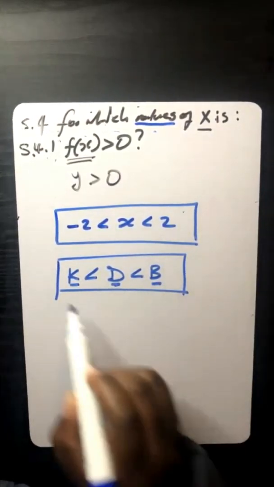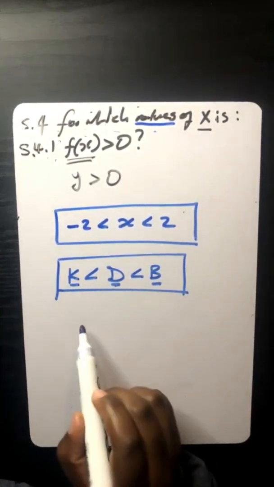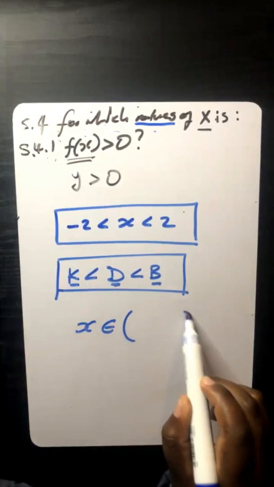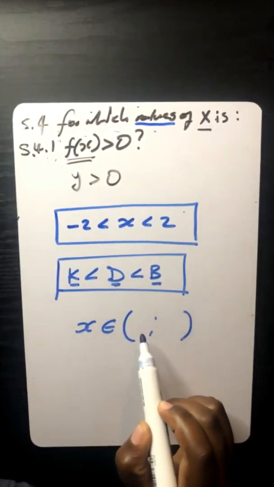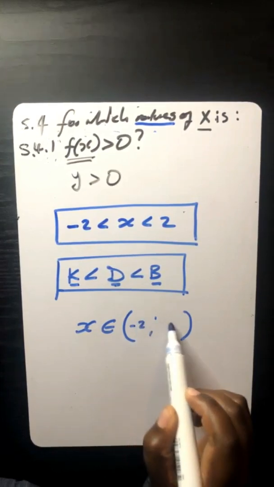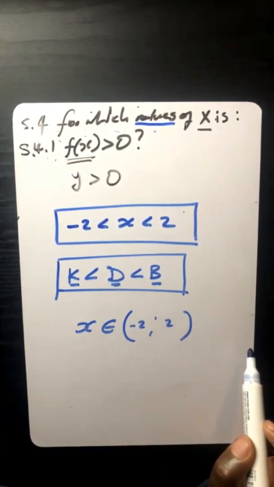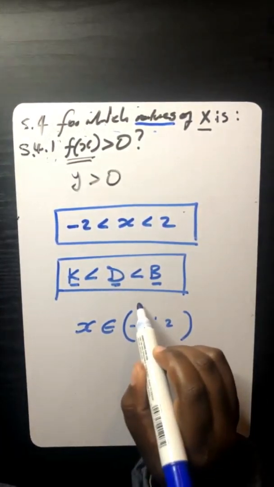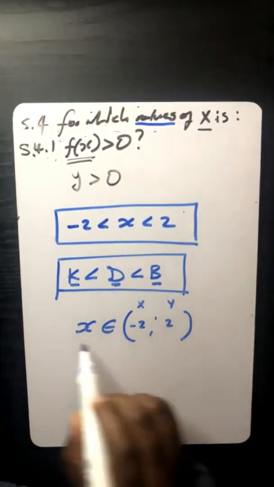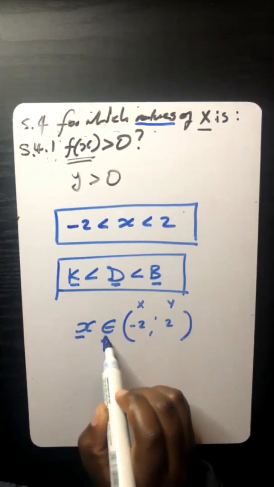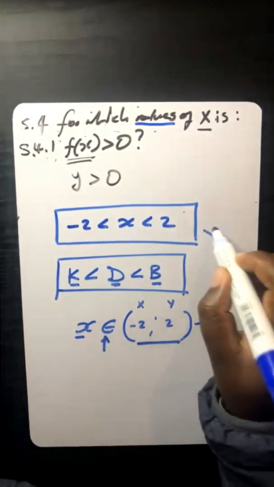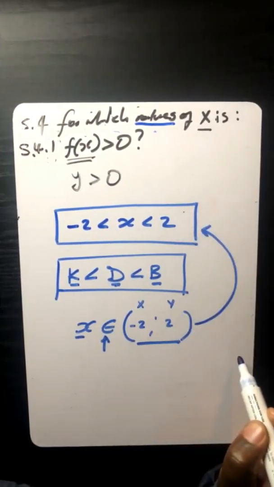So there's something that I also want you guys to learn. You can also say X is the element of, you do this type of brackets, and then you say it's the element of -2 and 2. So this does not mean this is X or this is Y. No, because you said X is the element of, then both of these are X values. So in short, it means between -2 and 2.